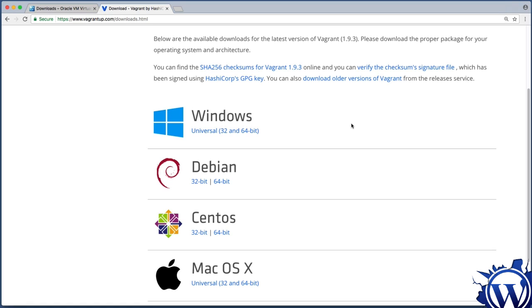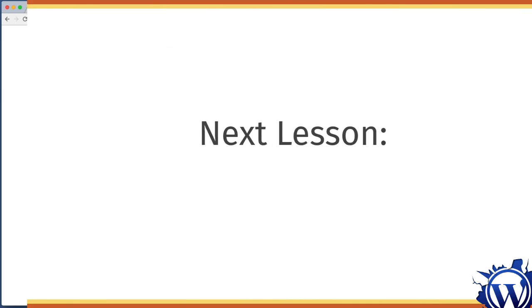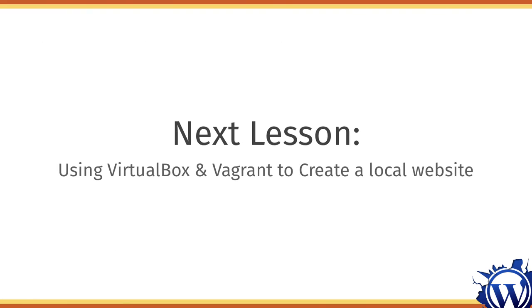Okay, and at this point, we still don't have a local website, but now we are very close. We've got VirtualBox, we've got Vagrant, we've got all the ingredients we need. And in our very next lesson, I'll show you how to put everything together and create our first local website. It's going to be a lot of fun. Let's keep things rolling, and I will see you in the next lesson.